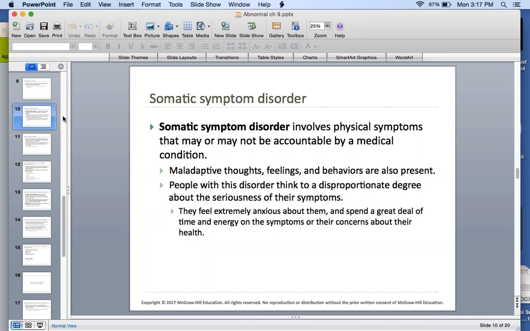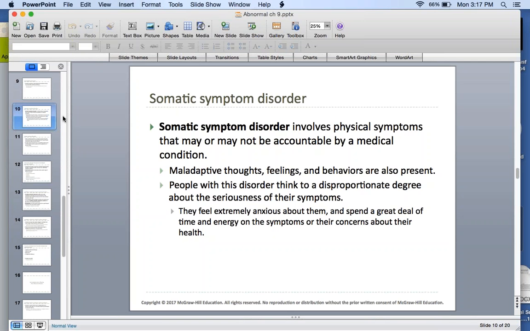And that is more the problem, right? They feel extremely anxious about the symptoms. They spend an amazing amount of time and energy on the symptoms or their concerns about their health. So even if it is likely due to a medical condition, it would still be a somatic symptom disorder if they were overly, ridiculously upset and anxious and worried about it.